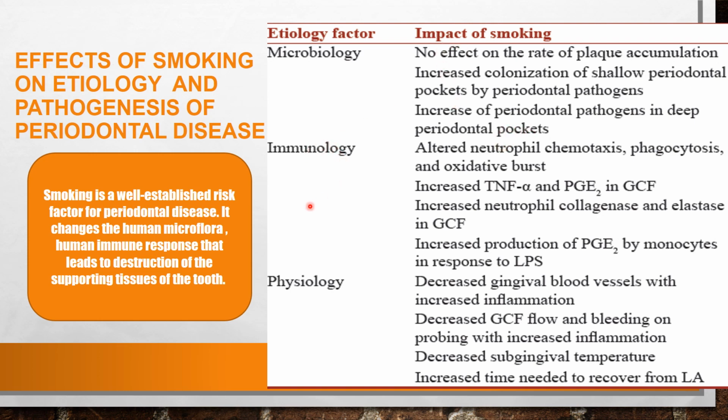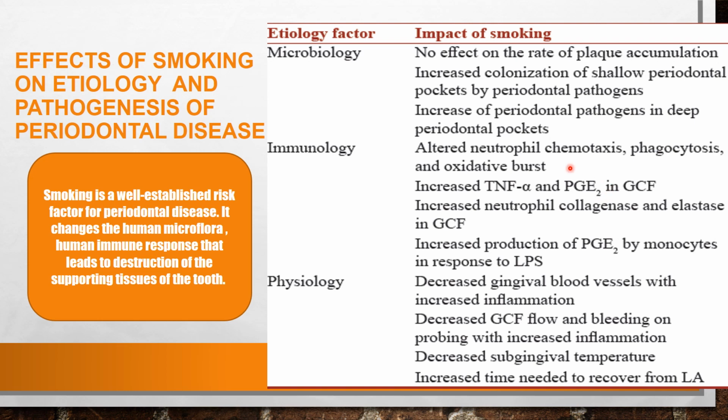Whereas in immunology, mainly the altered neutrophil chemotaxis, phagocytosis, and oxidative burst. There is a killing of foreign bodies by oxidative or non-oxidative mechanism. So these all will be altered. The defense mechanism is basically altered in case of smoking, and there will be an increased amount of tumor necrosis factor alpha and prostaglandin E2.